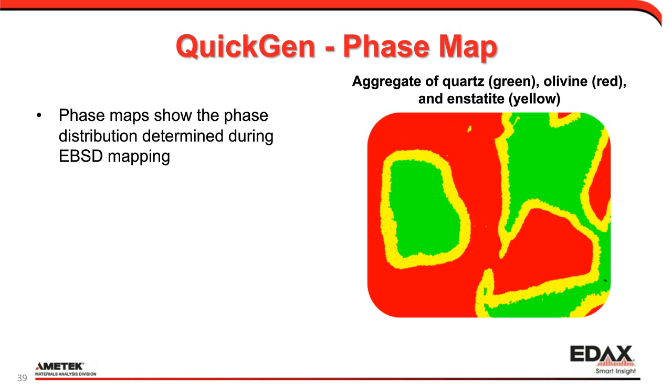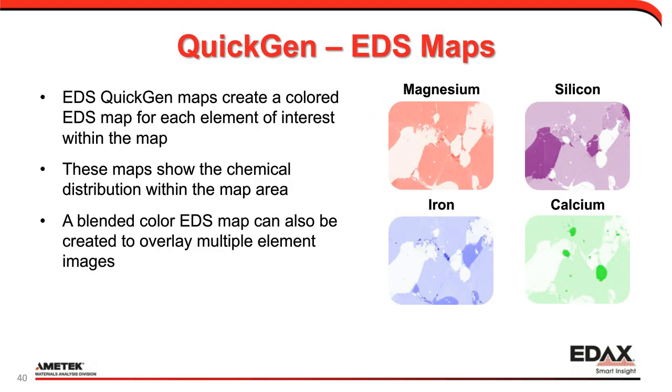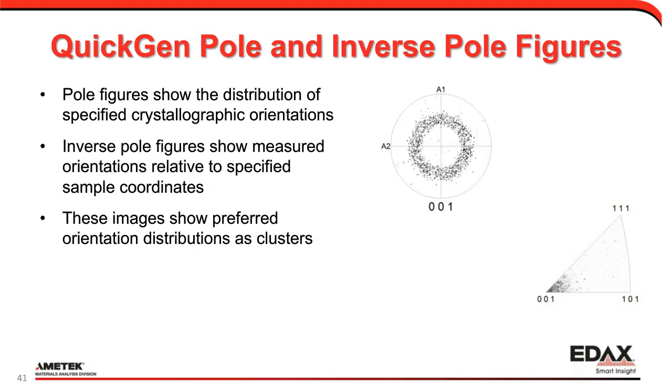And if we have EDS data, our EDS Quick Gen maps create an EDS color map for each of the elements that we've activated. In addition to these maps, we have our QuickGen pole figure, so we can show a pole figure and an inverse pole figure. So the pole figure shows your common planes, that's your 001 plane, and your inverse pole figure will show versus a reference. So in this case, it's the surface normal. So this can often show a quick idea of any preferred orientation or texture that's present through clustering.